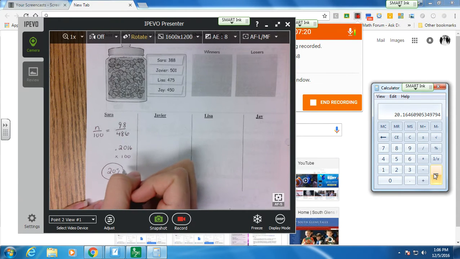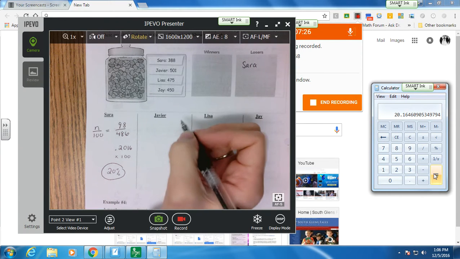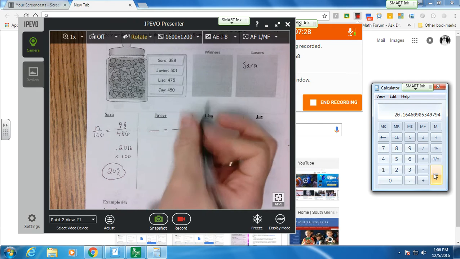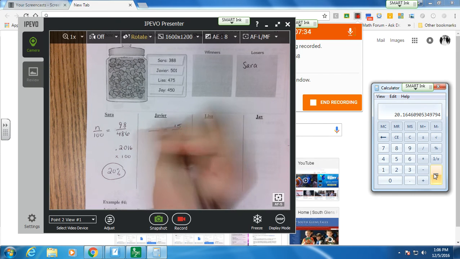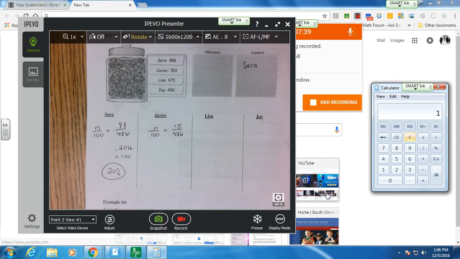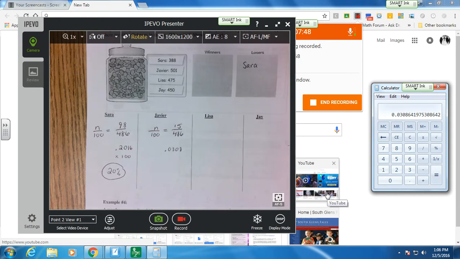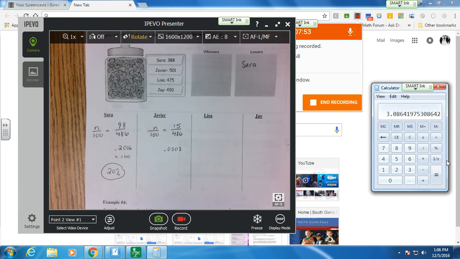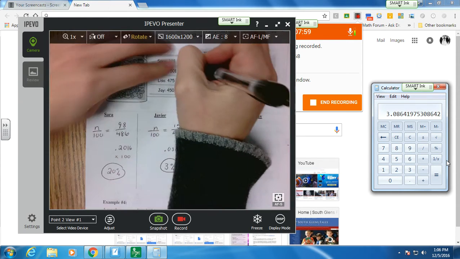So Sarah is not within 20%, so sorry, Sarah, you're going in the loser column. Javier, he said 501, so 486 minus 501 is going to give us 15. And so again, I'm going to be doing 15 divided by 486. Give me approximately 308 10,000ths, which I then multiply by 100 to get me approximately 3%. So it looks like Javier gets to be a winner.